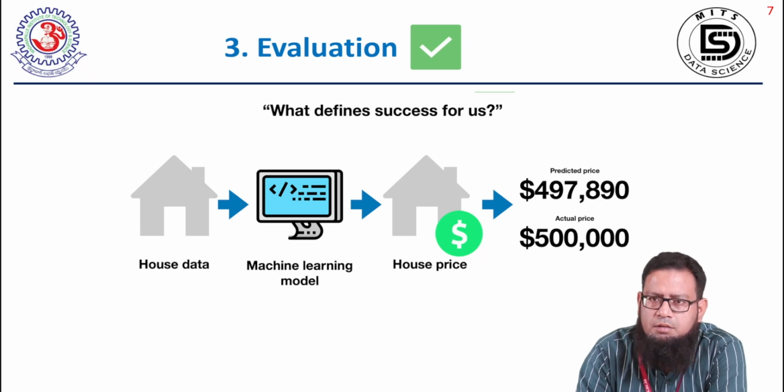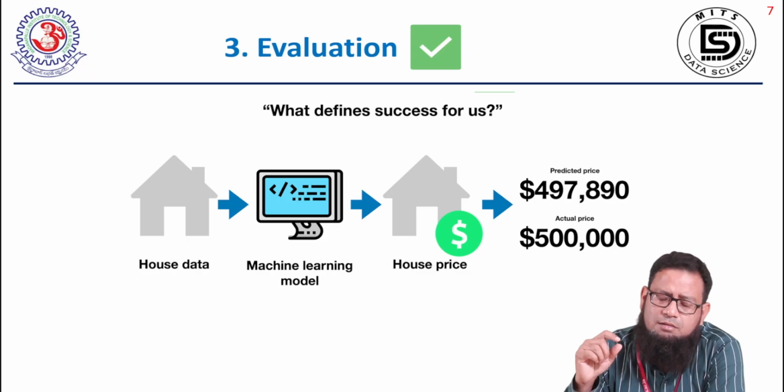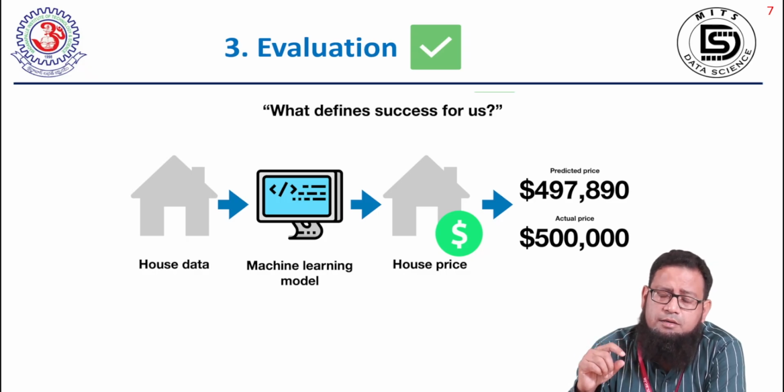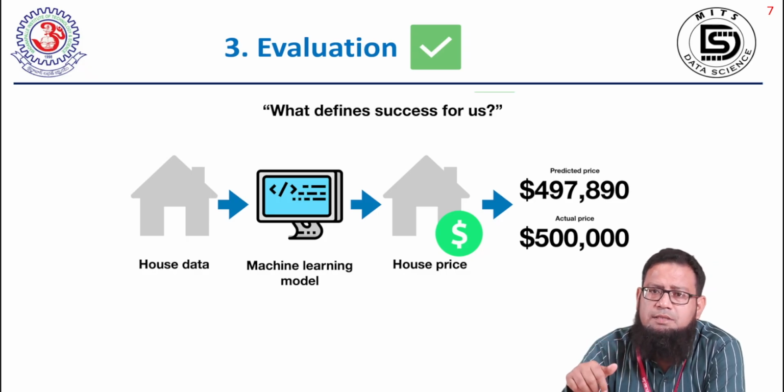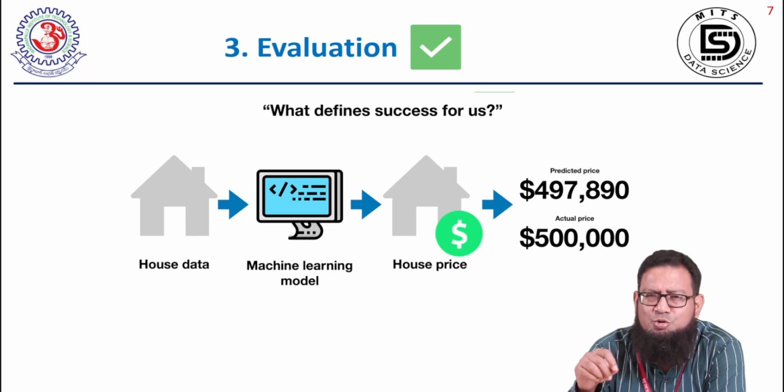You can see the actual price is $500,000, and this is $497,890. So here you can see that the predicted price is less than the actual price, but very close to it. This shows how much error there is between the actual price and the predicted price. So this shows the success rate of our evaluation. The closer the value predicted by the model is to the actual price, the less the error.